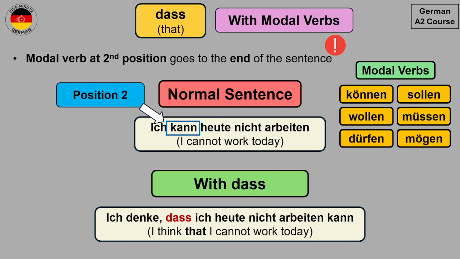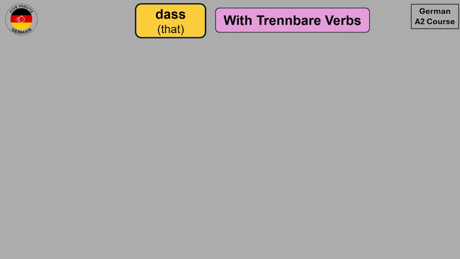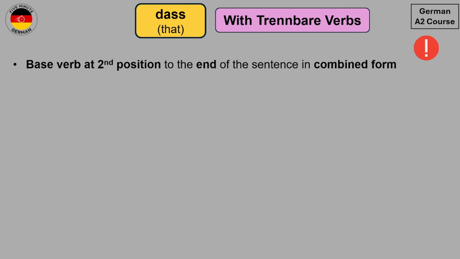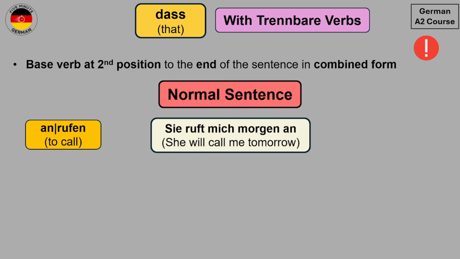And in this sentence you see that the modal verb has been shifted to the last position because we have used thus. Now in case of trennbare verbs, the rule is also the same, which is that the base verb at second position goes to the end of the sentence in combined form. So we have the trennbare verb anrufen, which means to call. So a normal sentence with anrufen will be Sie ruft mich morgen an. She will call me tomorrow.